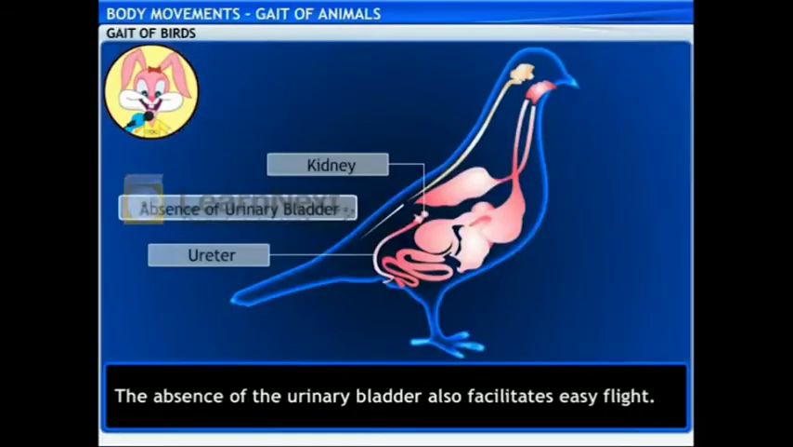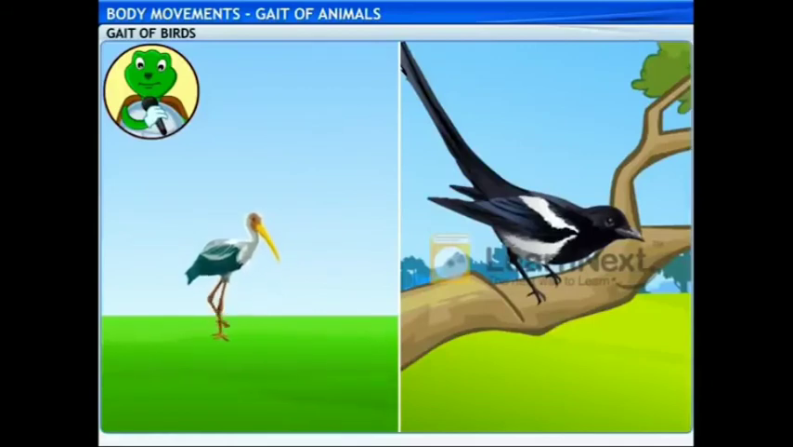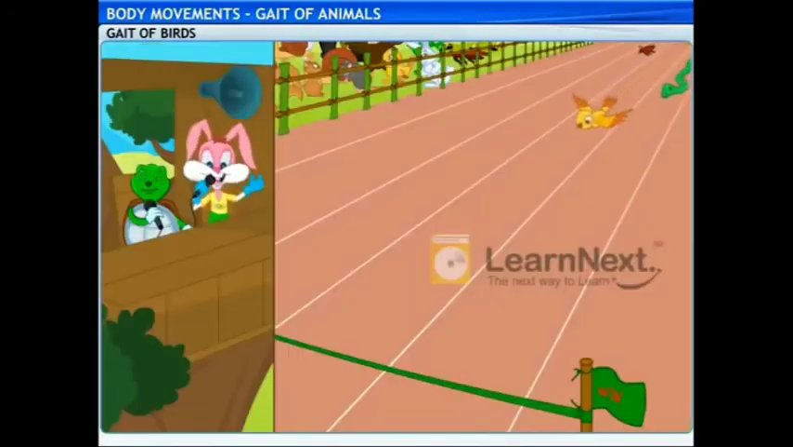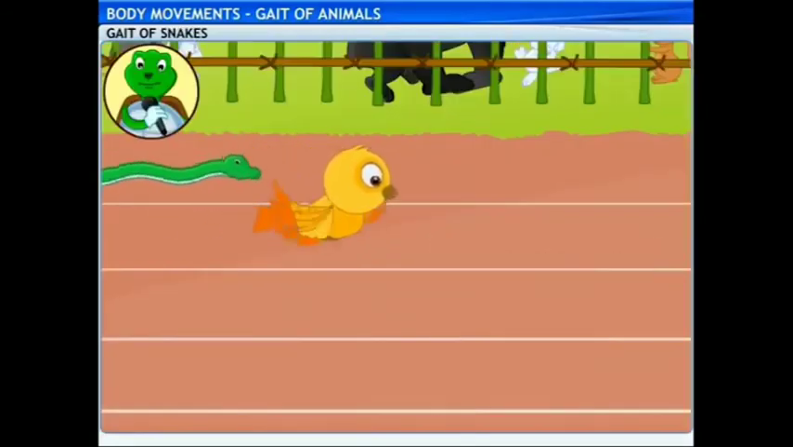There are also many structures which are absent from their body, such as absence of urinary bladder. Birds have strong shoulder bones which will help them to fly. The race is still going on. Let us see who will win the race at the end.